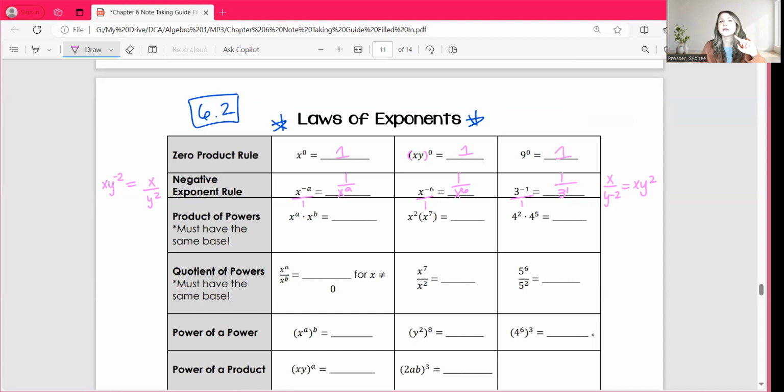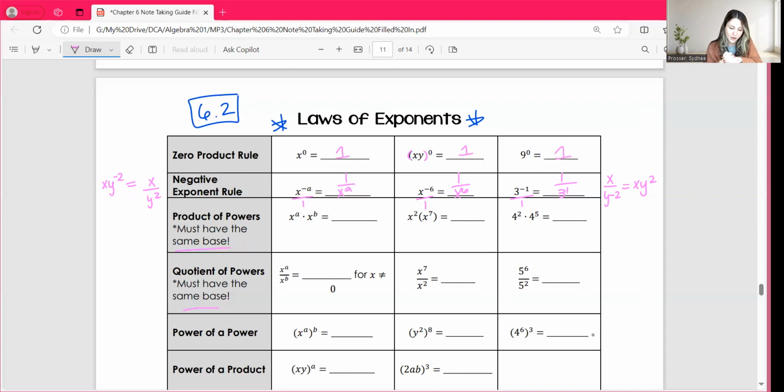So the negative exponent rule is you move it to the other side. If it's in the numerator, move it to the denominator. If it's in the denominator, move it to the numerator, and it automatically becomes a positive exponent. For product of powers and quotient of powers, the big thing is that the bases must be the same. When I say bases, it's referring to the fact that both of these variables are an x. One's not a y. They both have to be the same variable.